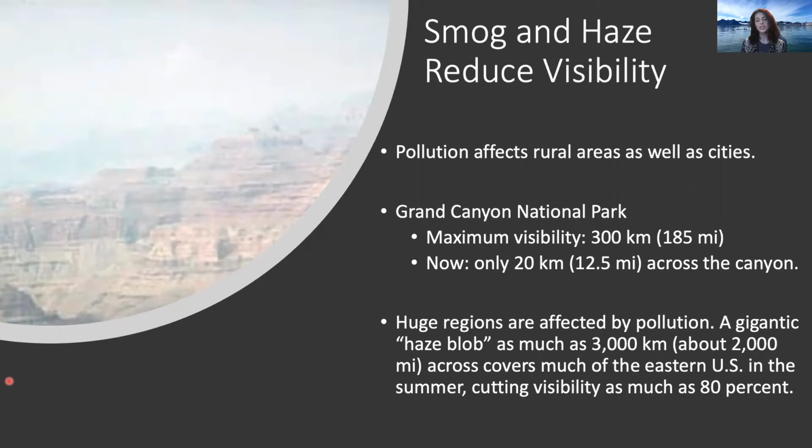So we've only recently realized that pollution affects rural areas as well as cities. Even supposedly pristine places like our national parks are suffering from air pollution. For example, here we have a picture, probably can't even tell what it is. It's Grand Canyon National Park, where maximum visibility used to be about 185 miles. But now it is so smoggy that on some winter days, visitors can't see the opposite rim that's only 12 and a half miles across the canyon.